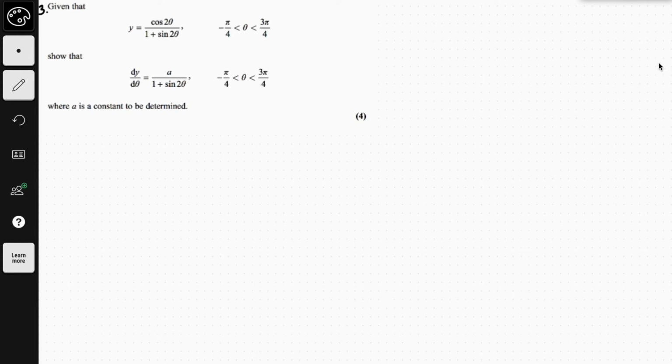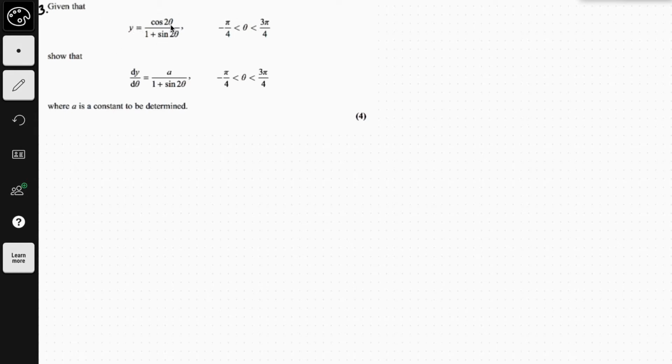Hello. So this is the third question of the June 2014 C34 exam. Let's start. Given that y equals cos 2 theta over 1 plus sine 2 theta, show that dy d theta is a over 1 plus sine 2 theta, where a is a constant to be determined.